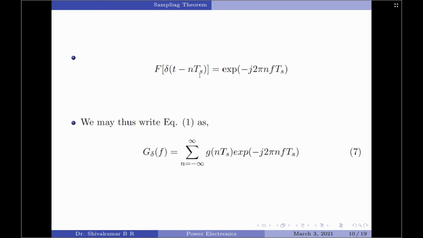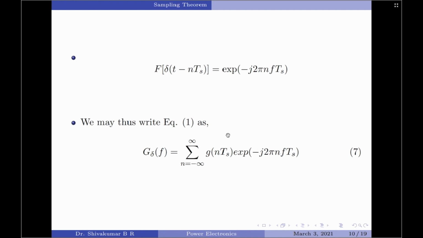So, now I am going to apply Fourier transform on equation 1 and substitute the delta of t minus nTs term by exponential of minus j 2 pi n f Ts, and this will create equation 7, which is G delta of f equals summation n varying from minus infinity to plus infinity G of nTs into exponential of minus j 2 pi n f Ts. It should be noted that we have retained G of nTs as it is because it is a sample and can be considered as a constant.